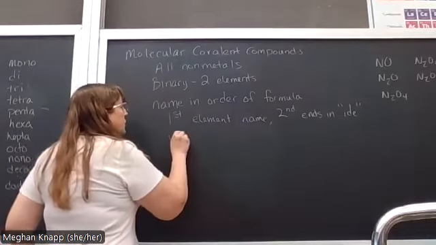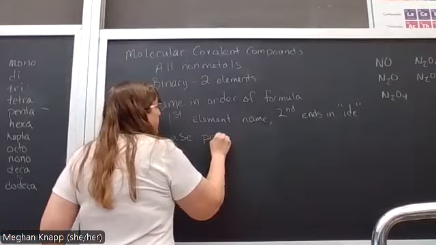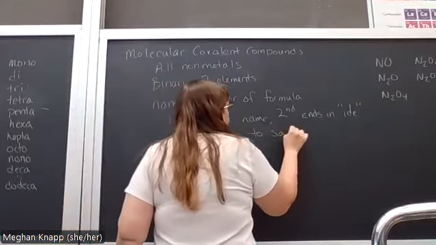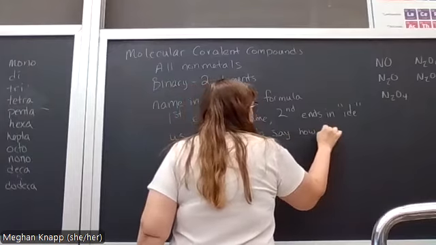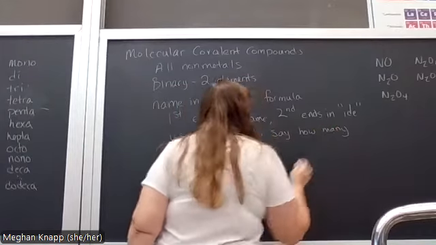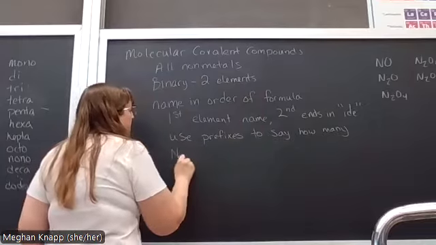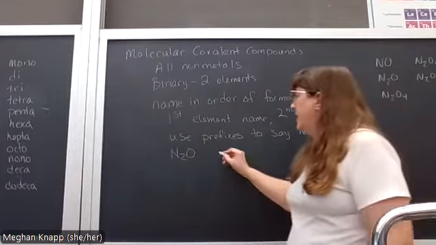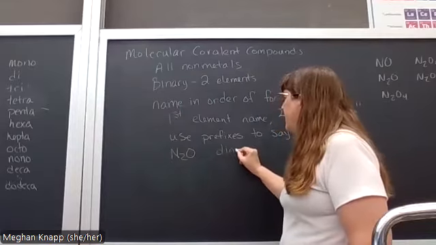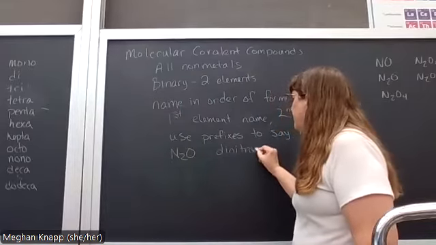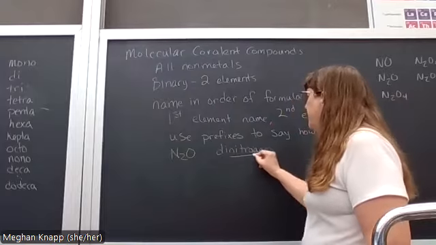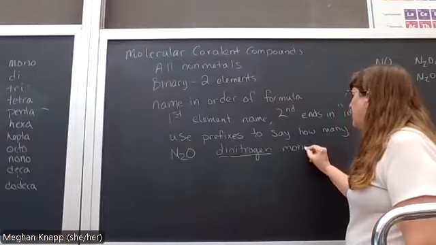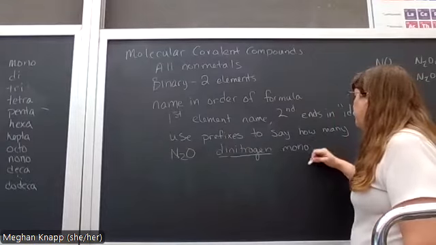So we will use prefixes to say how many. So if I have N2O, then I would say dinitrogen. So here's the element name, and there's the prefix, dinitrogen monoxide.